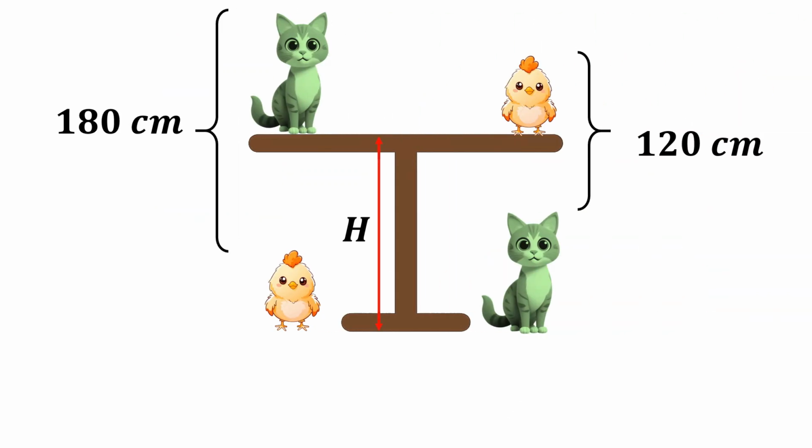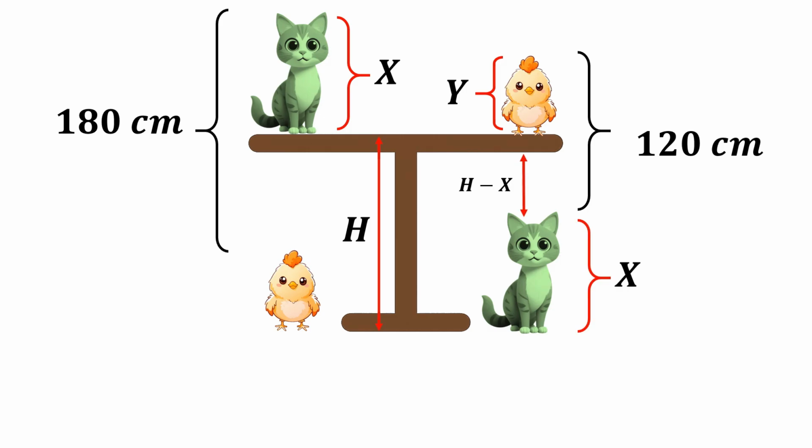Let's call the height of the table h, the height of the cat x, and the height of the chick y. When the chick is on the table and the cat is on the ground, the empty space between the cat's head and the bottom of the table is h minus x. So the total distance between their heads is h minus x plus y equals 120.